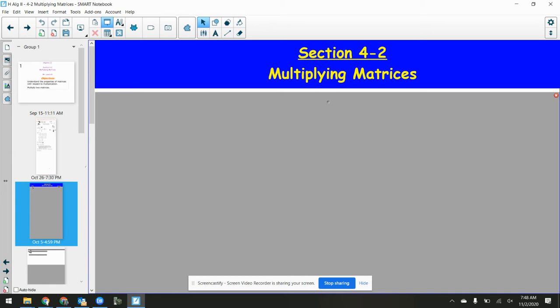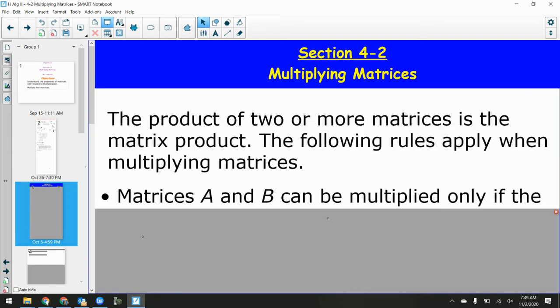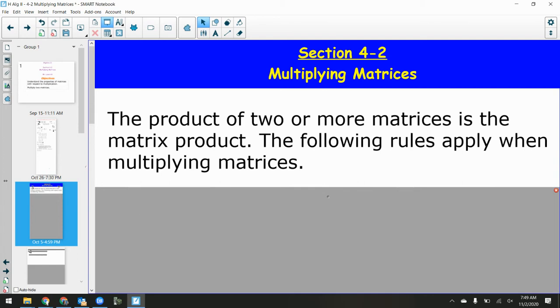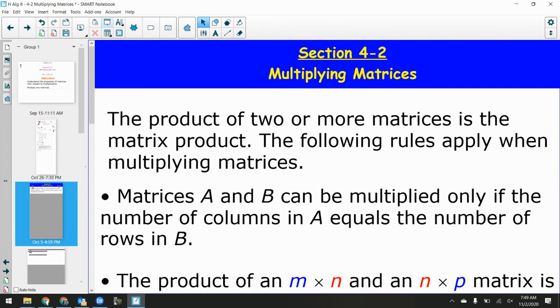Okay, so the product of two or more matrices is called a matrix product. So that's where it's different from what was called a scalar product. A scalar product is when we multiply a number times a matrix. A matrix product is when we multiply two matrices together. All right, so again, the product of two or more matrices is the matrix product. The following rules apply when multiplying with matrices.